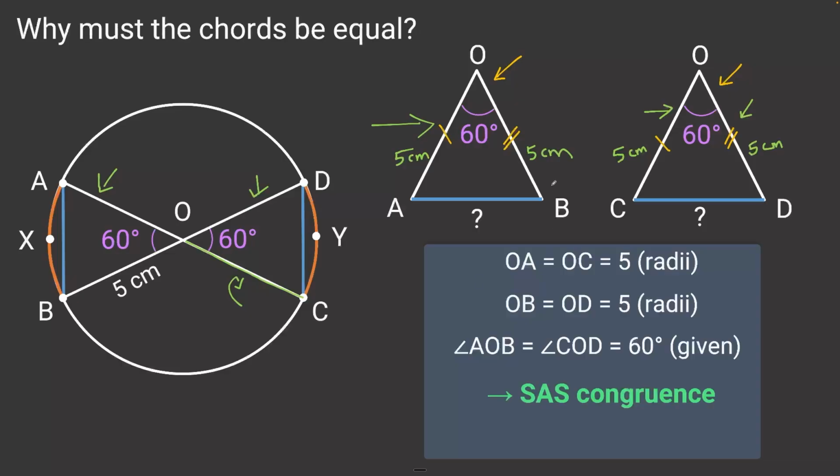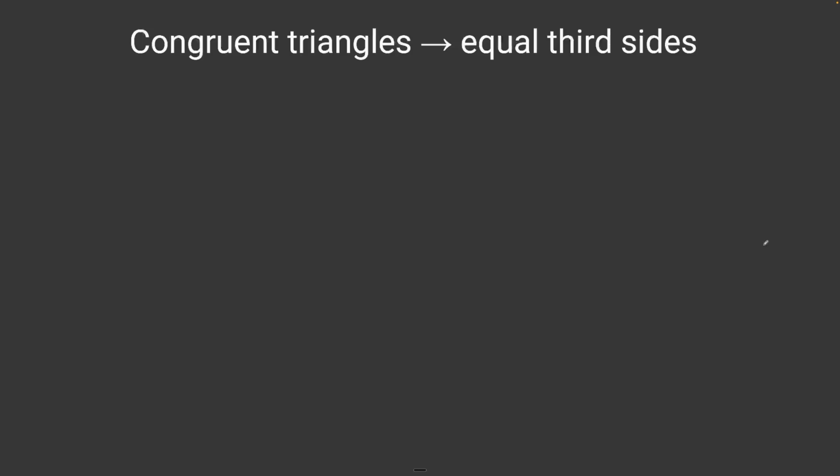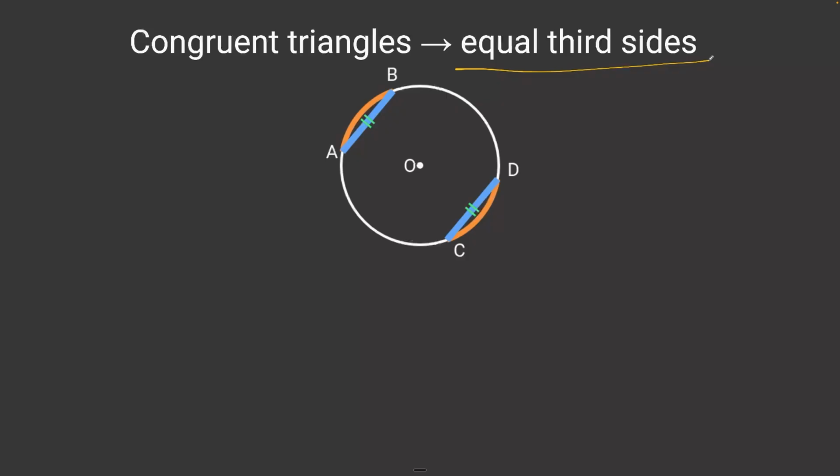So now this is giving us the SAS congruence, the side-angle-side. The sides OA and OC are equal, the sides OB and OD are equal, and the two angles are equal, and that gives us the SAS congruence. So this means that triangle OAB is congruent to triangle OCD. Now if the triangles are congruent, then the third side is also equal, which makes the chords equal in size.